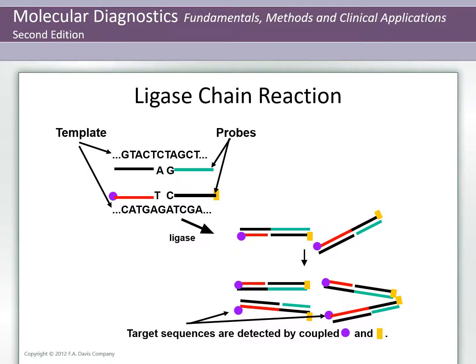In this diagram, you can see that the ligase chain reaction generates a signal by repeated ligation of probes complementary to specific sequences in the test DNA.